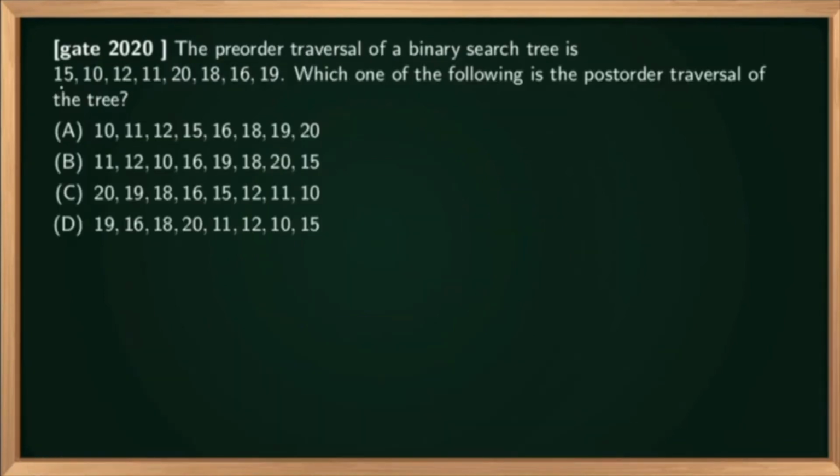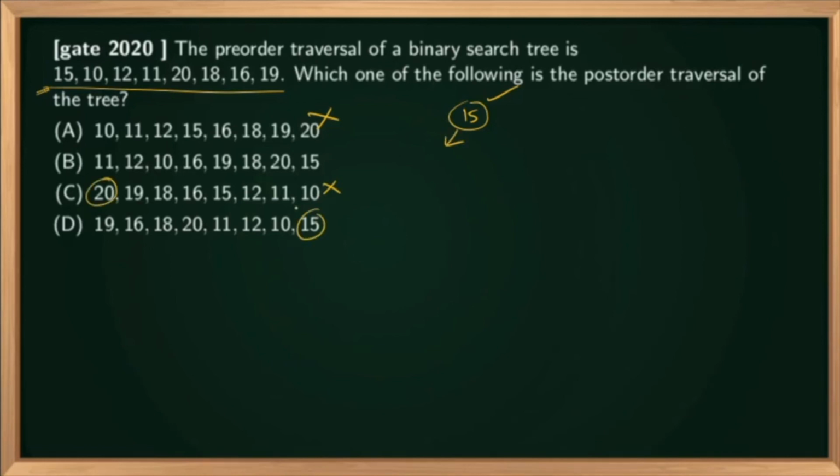The pre-order traversal of a binary search tree is given, and which one of the following is the post-order traversal of the tree? I will give you 20 seconds. So it's given the pre-order traversal is this one, right? So that means the root is 15. What we know is in post-order traversal, the last node will be 15, right? So that means choice A is wrong and choice C is wrong. Okay, so the last node will be 15.